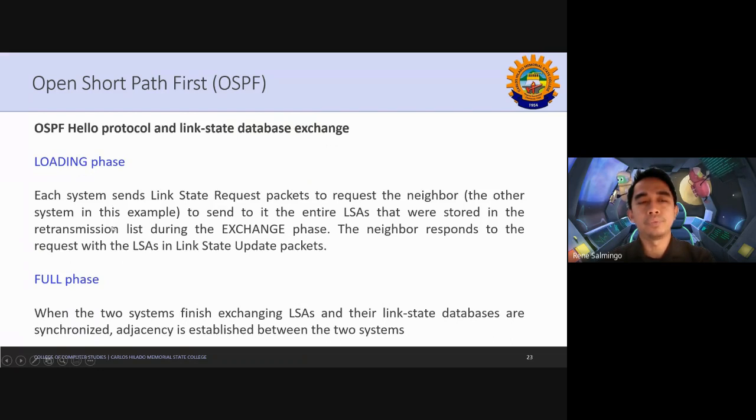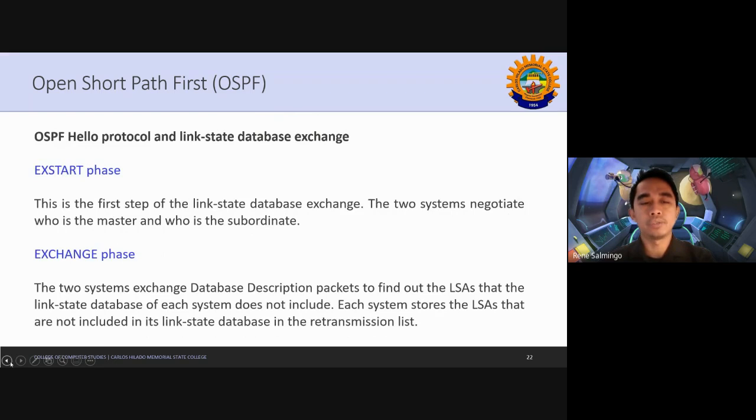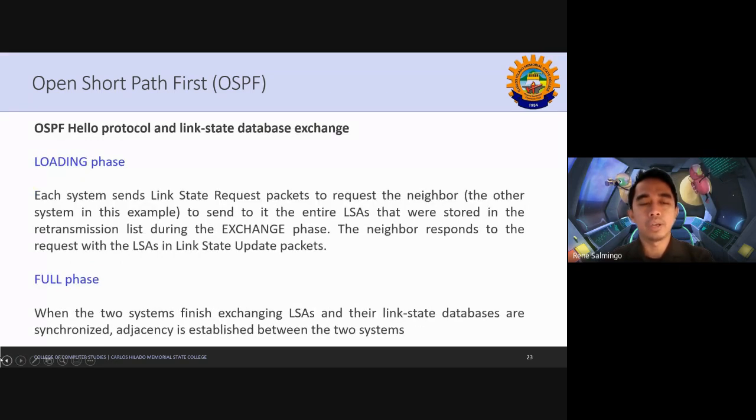Now, when you finish all the updates of the new computers, the neighbors are already included in the link state update, and also in the database in the exchange phase. And the last step would be the full phase. When the two systems finish exchanging LSAs and their link state databases are synchronized, adjacency is established between the two systems.